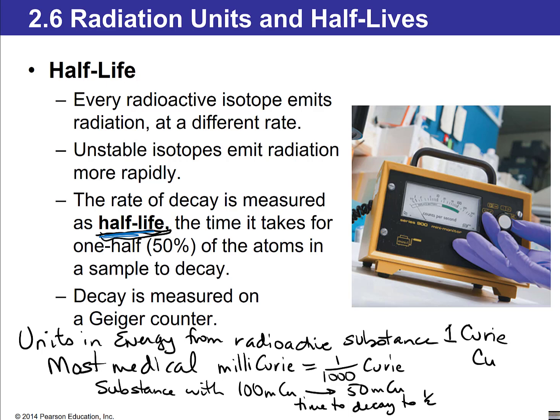Most medical amounts, like if they're using this either diagnostically or therapeutically, if someone's undergoing radiation treatment, or if they're trying to determine activity of some organ in the body, they use very small amounts. Instead of curies, they'll use millicuries, which is a thousandth of a Curie. So they're going to try and use the smallest amount possible, just because it's always releasing this energy that could potentially cause damage.